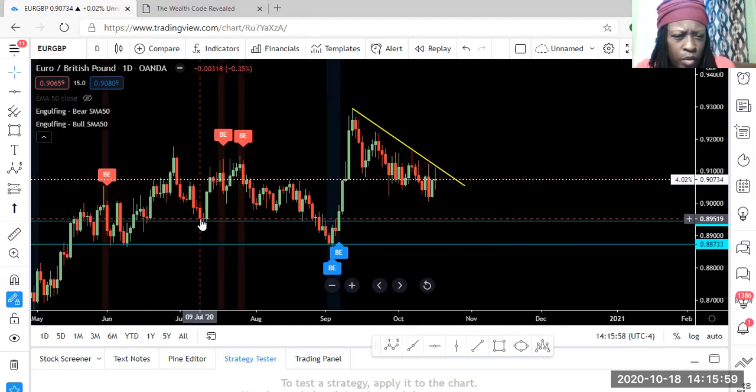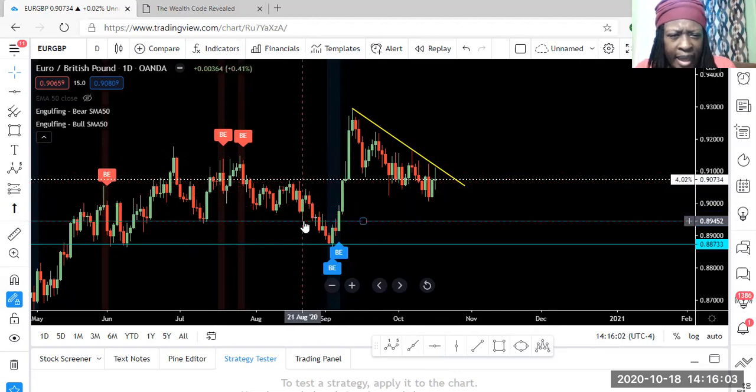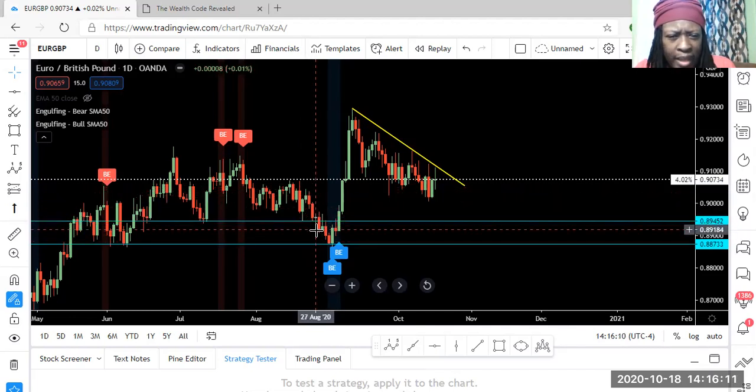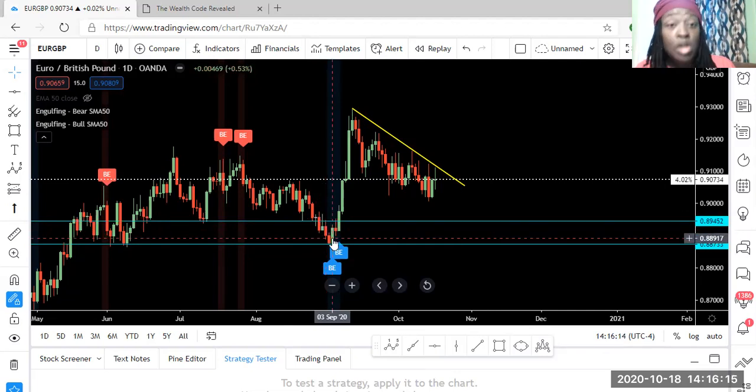We got a wick right here on this line. What did it do? Shot up. When did it come back? It came back right here, the wick. And what did it do? It pushed back up, right? And then it broke out right here. And then it what? Retested and pushed back down. So now support has become resistance.